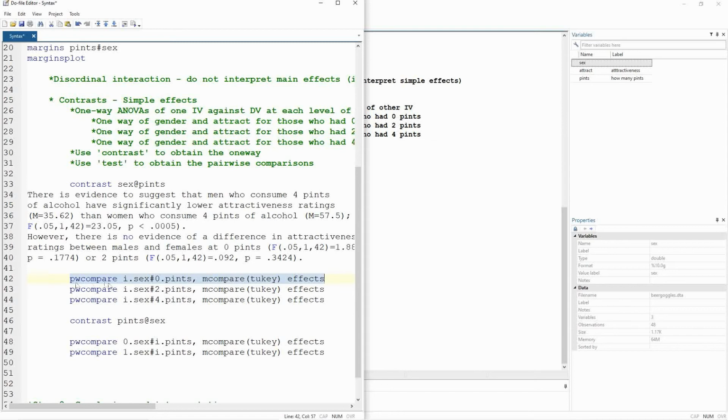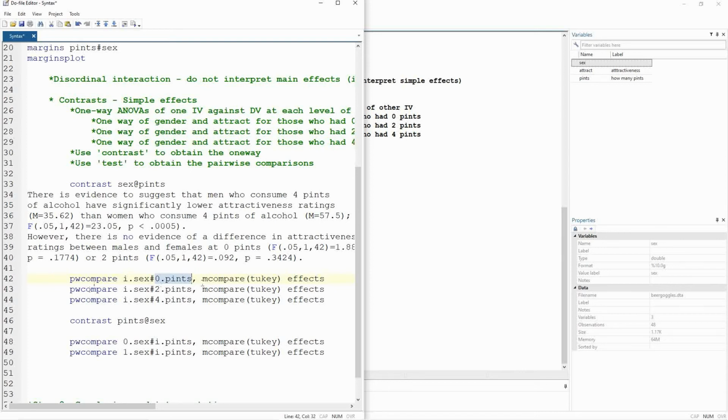We start off with pwcompare. This is the main effect. This is the command itself. And then I have i.sex. i.sex simply means use all of sex. Use all of the gender. Use both level 0 and level 1. Compare that at those who have 0 for pines. So those who have a score of 0 for pines. So it's only looking at those who had 0 for pines, and it's going to compare males and females.